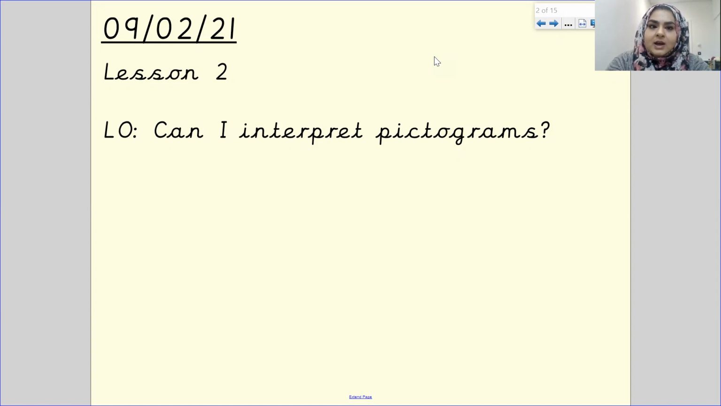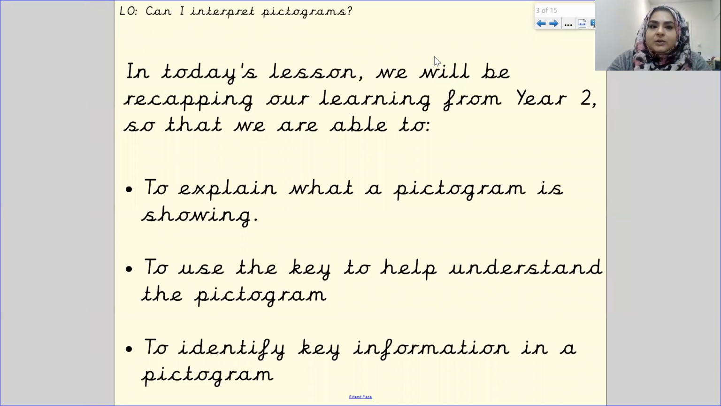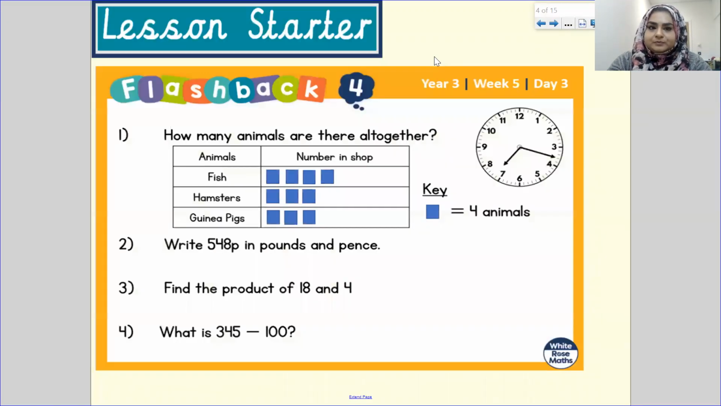So today our learning objective is, can I interpret pictograms? In yesterday's lesson you looked at what pictograms look like, how to use tallies and transfer them onto a pictogram, and what a key is. In today's lesson we will be recapping our learning from Year 2 so that we are able to explain what a pictogram is showing, use the key to help understand the pictogram, and identify key information in a pictogram.